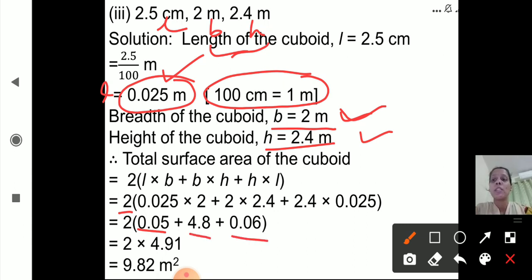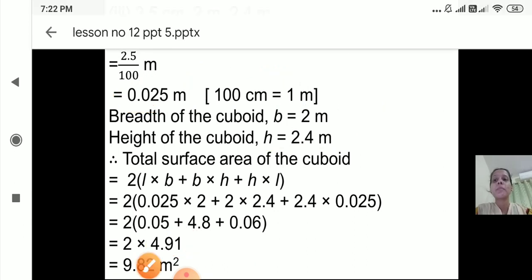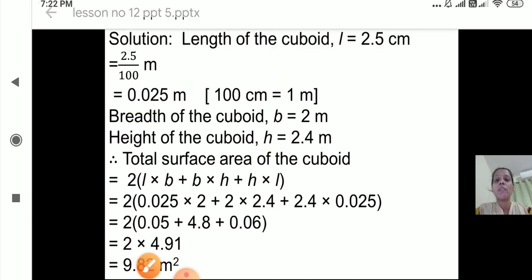We'll add all these three. So we will get 4.91, and outside the bracket there is 2. So 2 multiplied by 4.91, answer is 9.82 meter square. Okay. So I hope you are clear with this sum.